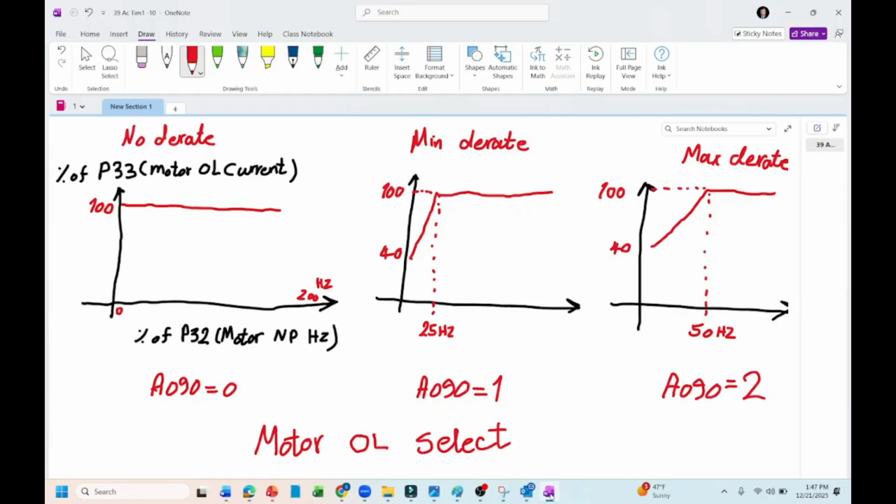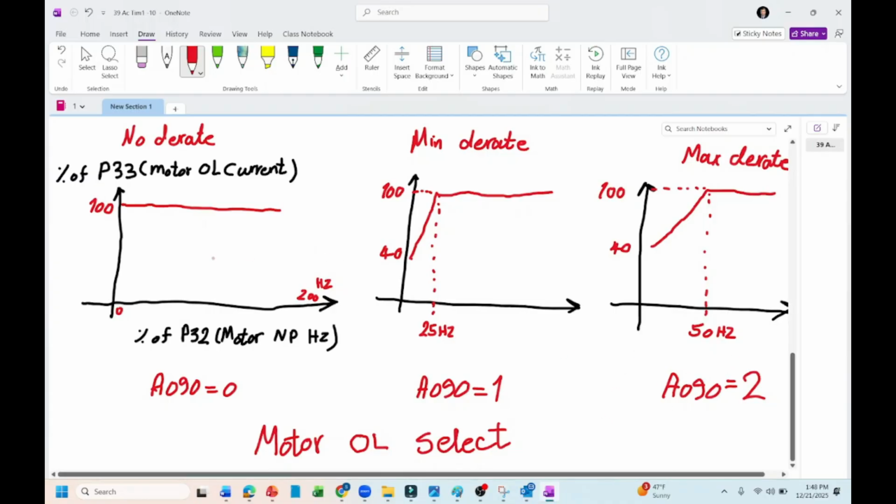To explain that, maybe these three graphs that you see will help us understand what it really means. First of all, for A090, you have three options. You could select zero, which says no derate. You could choose one, which means minimum derate, and if you choose two, it says maximum derate. Let's see what no derate means.